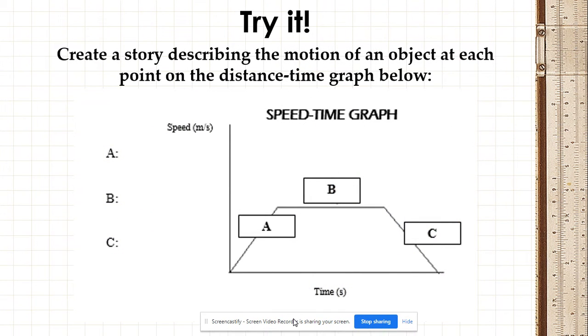All right. So now you're going to take your time and try it on your own. Create a story describing the motion of an object at each point on this speed time graph below. So at each point, you're going to tell a story about the motion of this object. Okay?